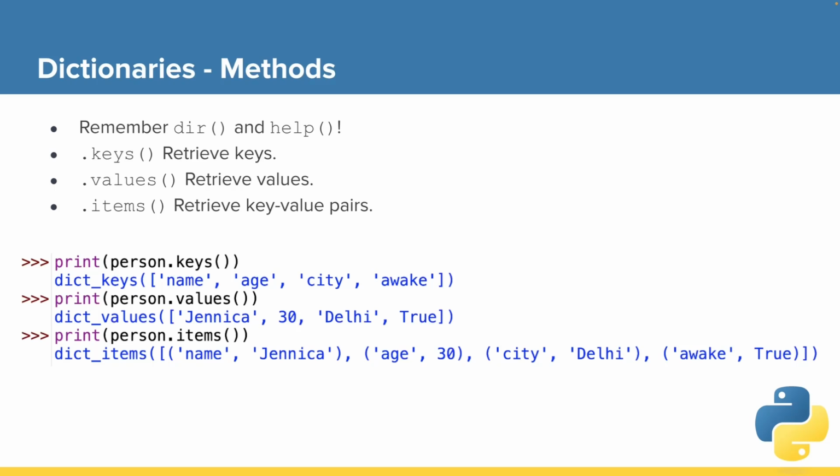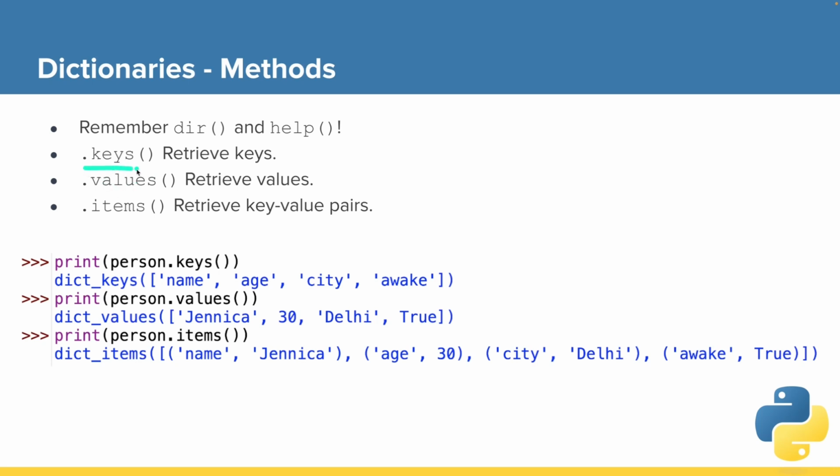Let's talk about dictionary methods. And these are some built in useful tools that we can use with our dictionaries. First of all, remember dir and help. We're going to review these briefly because they're so useful and can help us see which methods are available with our dictionaries. And then we're going to talk about a few methods that are very useful.